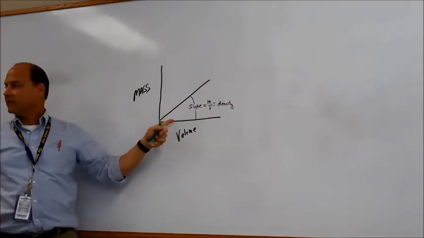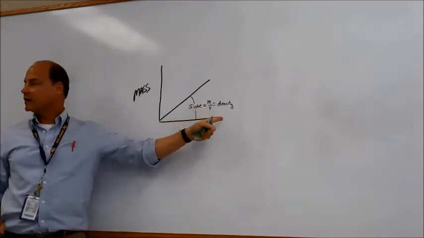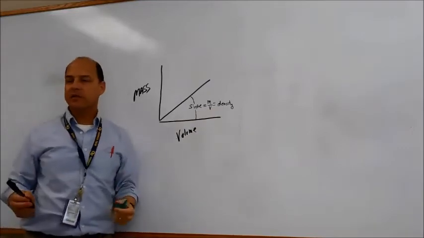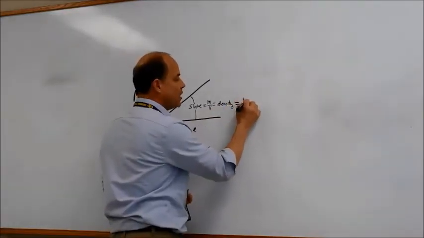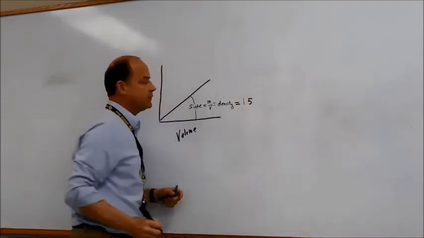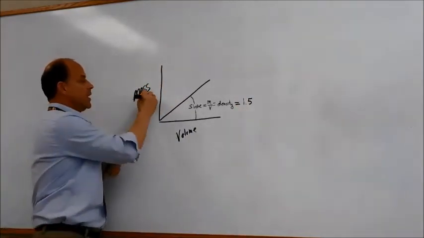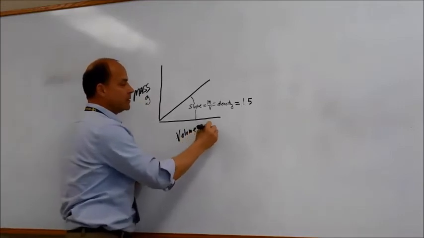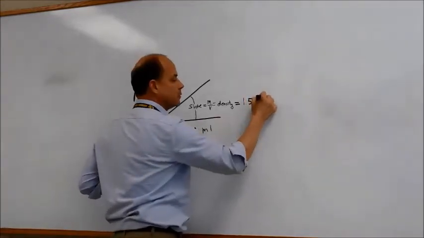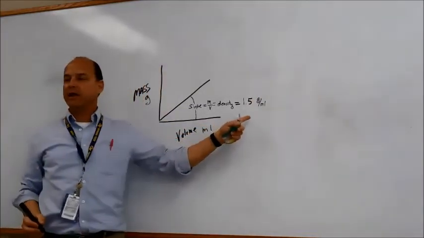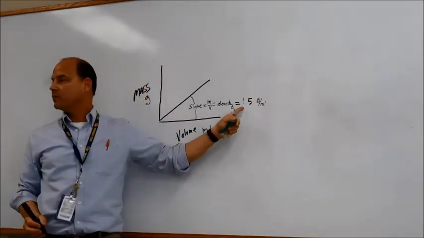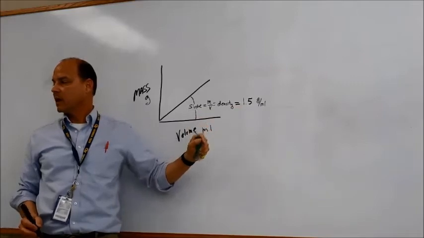Once you have it graphed, once you have a slope, once you've calculated a density, let's just say you come up with a density of 1.5 grams per milliliter. And you're saying that the density of your clay is 1.5 grams per milliliter. You're not done yet.